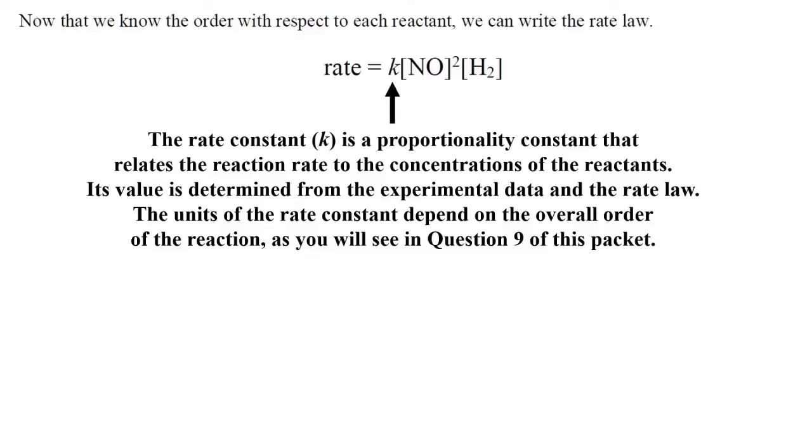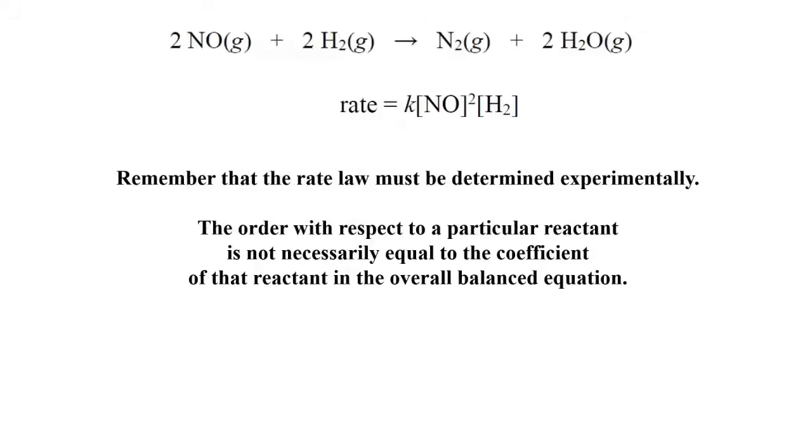The rate constant, which is represented by lowercase k, is a proportionality constant that relates the reaction rate to the concentrations of the reactants. Its value is determined from the experimental data and the rate law. The units of the rate constant depend on the overall order of the reaction, as you will see in question 9 of this packet. Here is the balanced chemical equation, and the coefficient for nitrogen monoxide happens to be 2. The coefficient for hydrogen also happens to be 2.